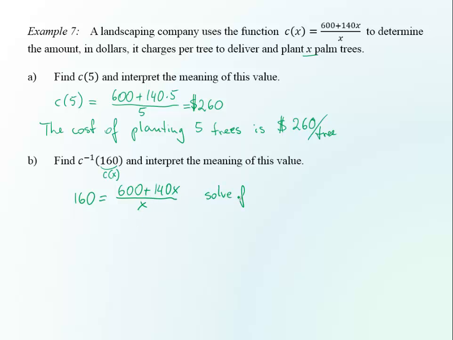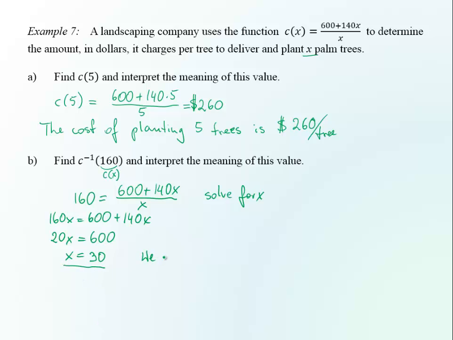Solve for x. Okay, let's multiply by x. Subtract 140, so we have 20x on the left hand side. This is 600. Divide by 20, we end up with 30. Okay, but then what does it mean? What does this 30 really mean?